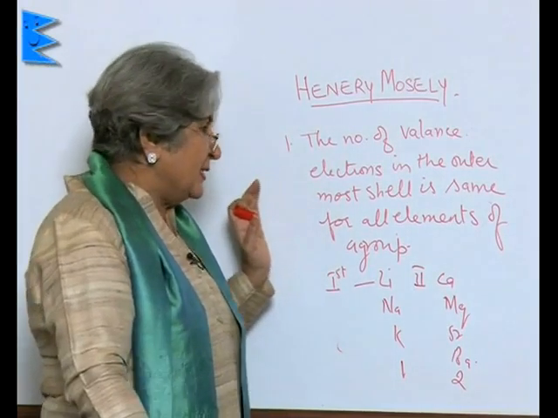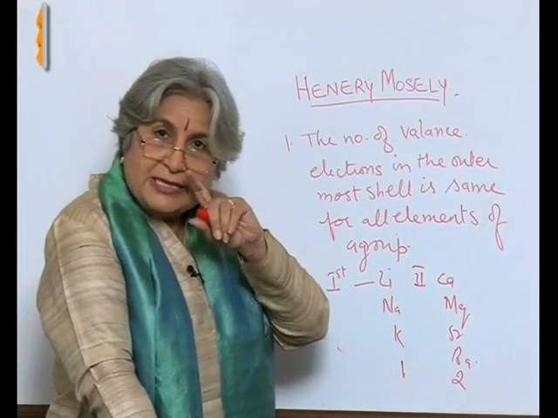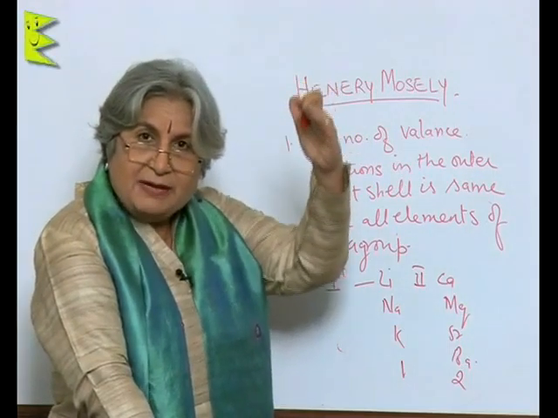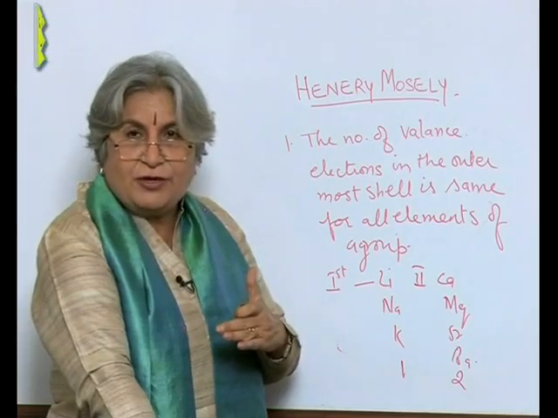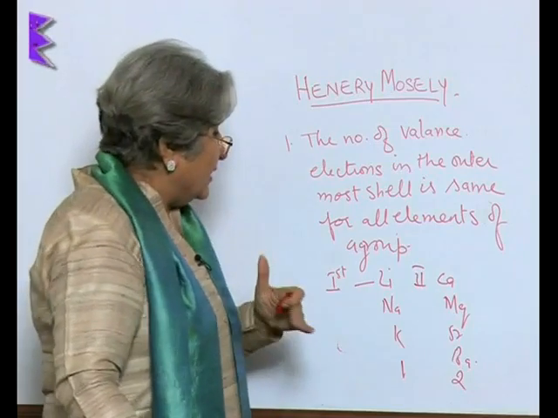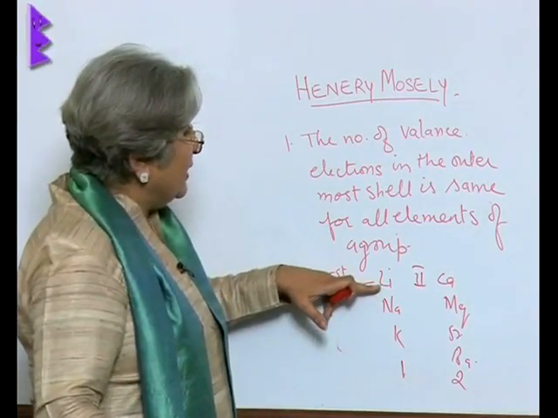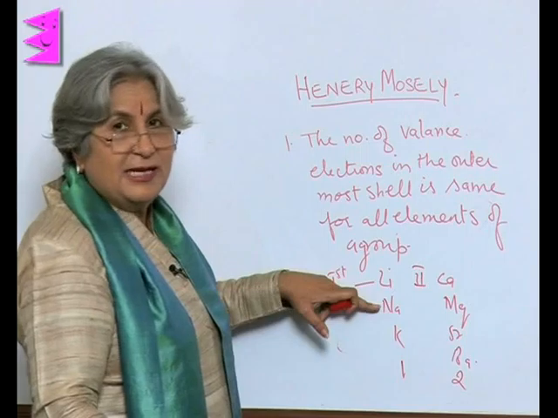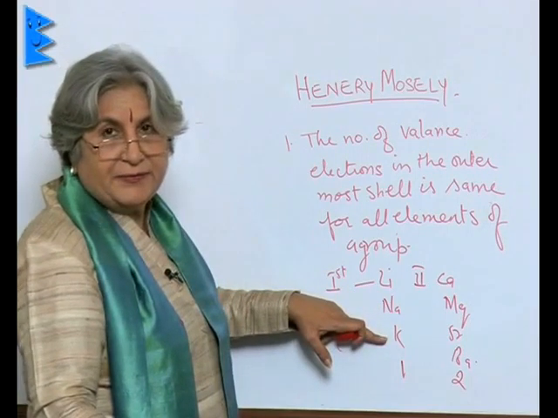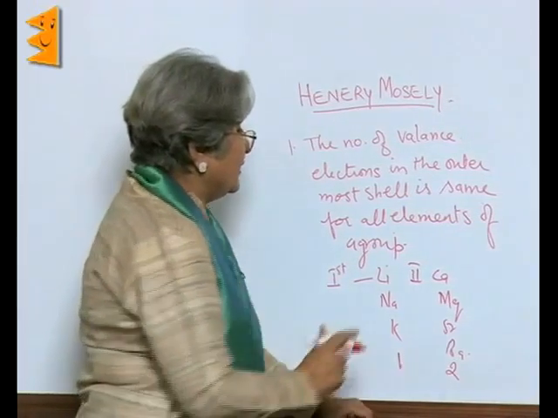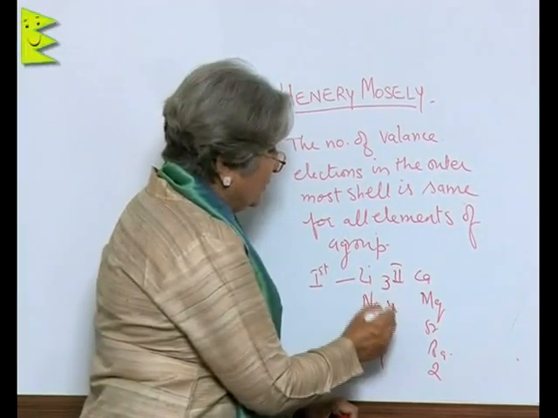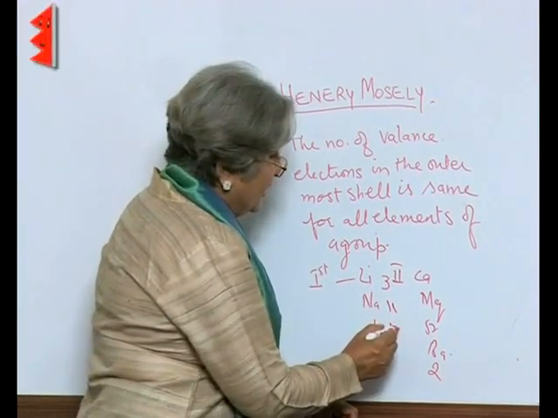Now, this does not mean that the number of shell also remains same, because the elements are arranged in ascending order of atomic number. Obviously, the atomic number keeps on increasing. For example, in the case of lithium atomic number is 3, sodium 11 and potassium 19.